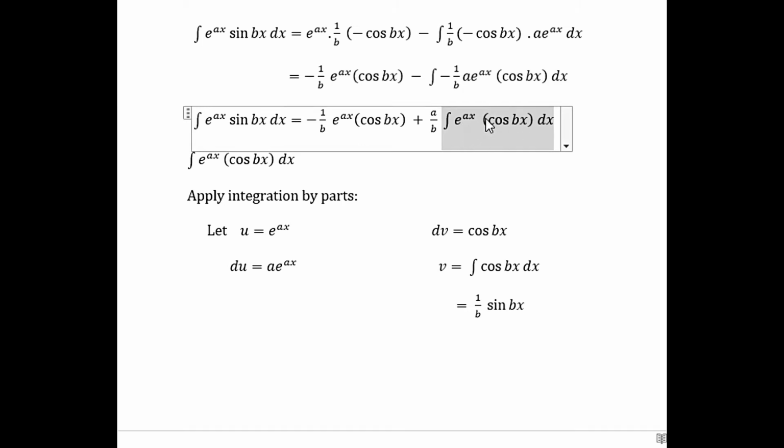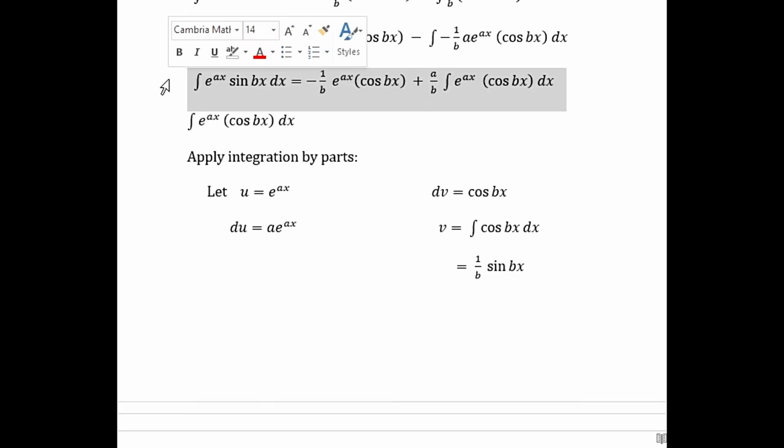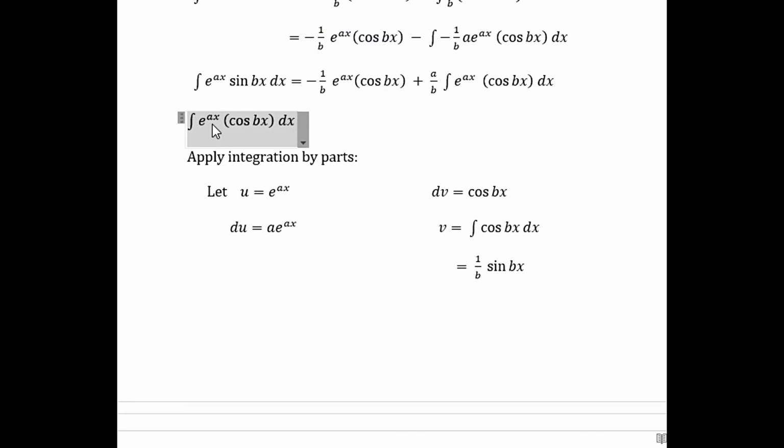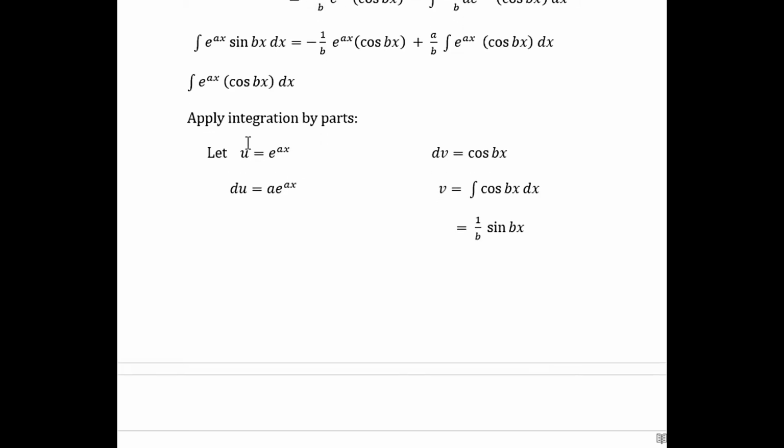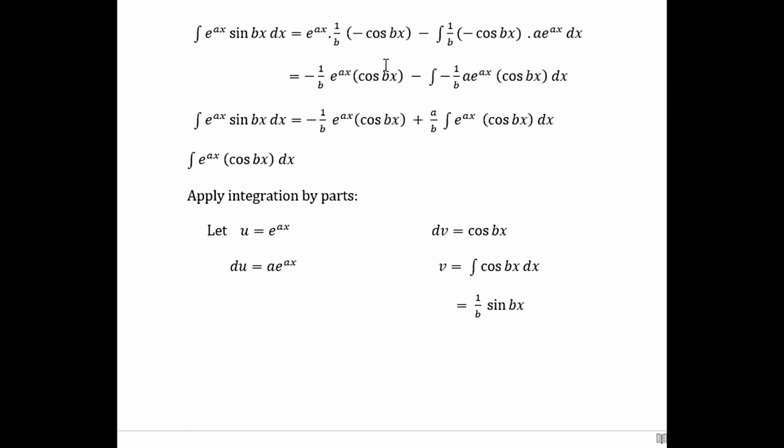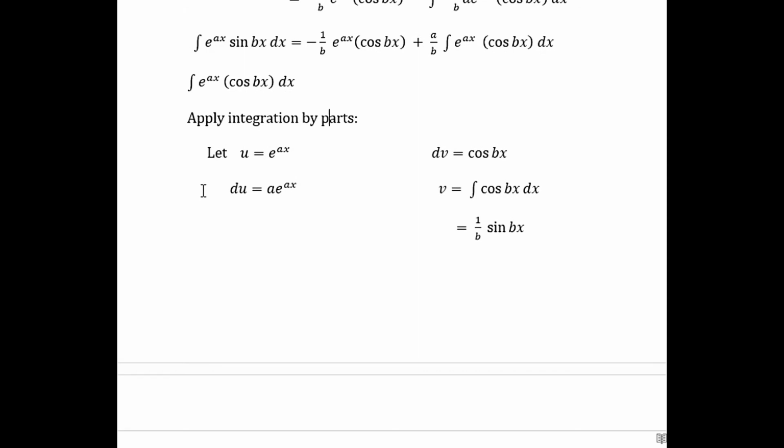Integral e^(ax) cos bx dx. So from this equation we know that there is another integral that we must do, a second integration by parts, like above. So we must apply integration by parts.